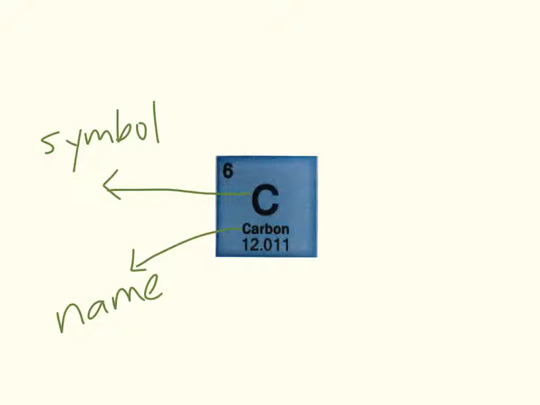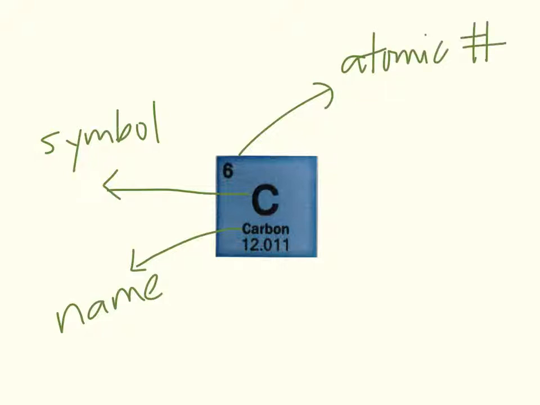Usually the symbol is the first letter or two of the name, but that is not always the case. Some of the symbols are based on the original Latin names, so you'll see a little bit of a discrepancy there. Now the numbers: there are always two numbers in each square on the periodic table. The first one is up here. This is the atomic number.